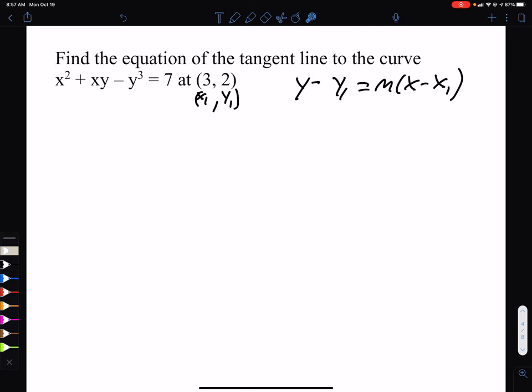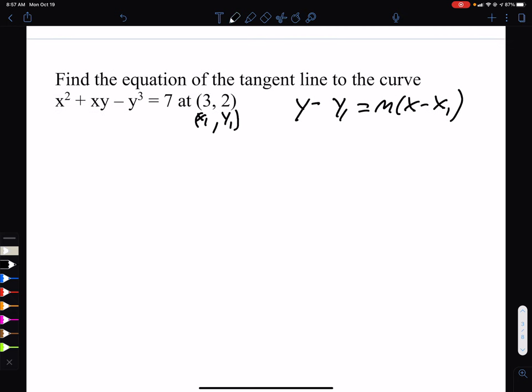Now, this is another case. Can you solve and get y by itself? You might, but good luck. It's a lot of work. You can try it for fun and see that it's not so fun. So we are going to do this using implicit differentiation. So we need dy dx.